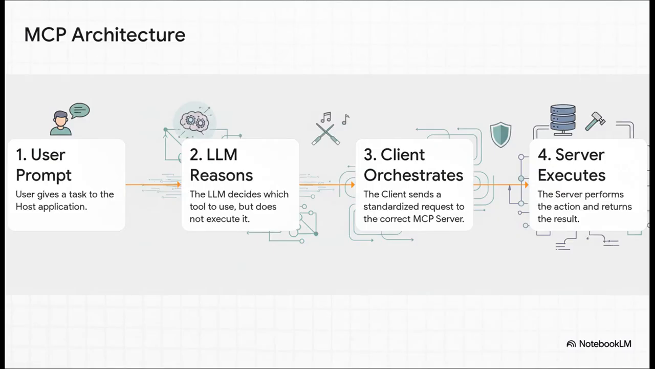Okay, let's break down how this actually works. It's a pretty elegant setup. First, you, the user, give a prompt. Easy enough. Now, step 2 is the key part. The LLM just reasons. It figures out which tool to use, but, and this is super important, it doesn't actually do anything itself. Then, step 3, the client takes that decision and sends a standardized request to the right MCP server. And finally, the server, say a Postgres server, is the one that actually does the work and sends the result back. See that separation? The brain, the LLM, is separate from the hands, the server. That creates a really important security boundary and makes the whole thing safer and easier to scale.